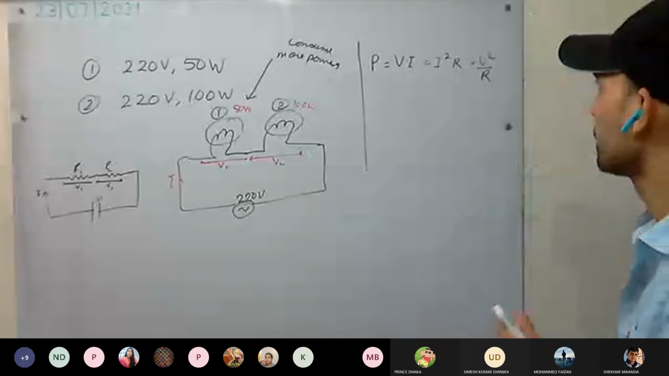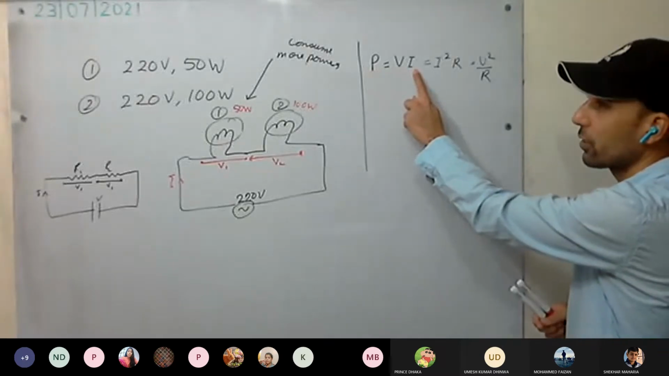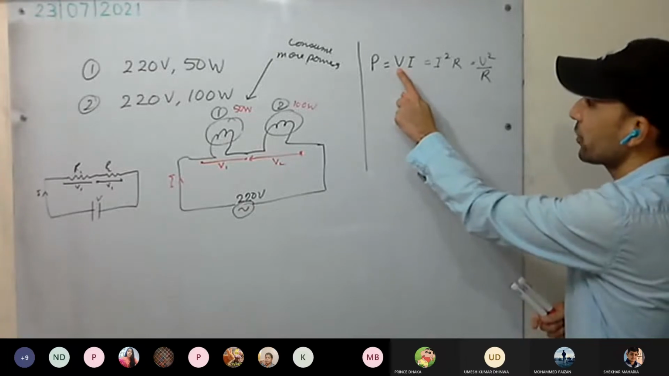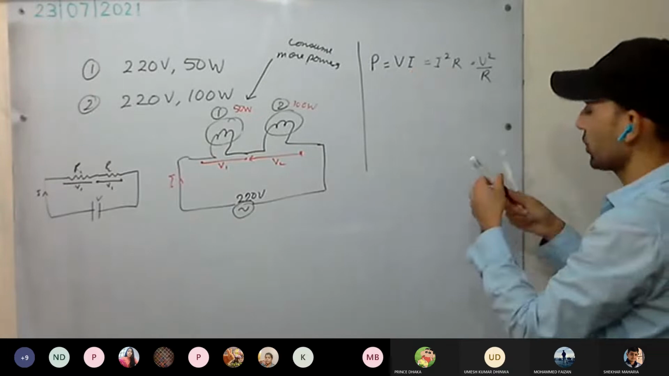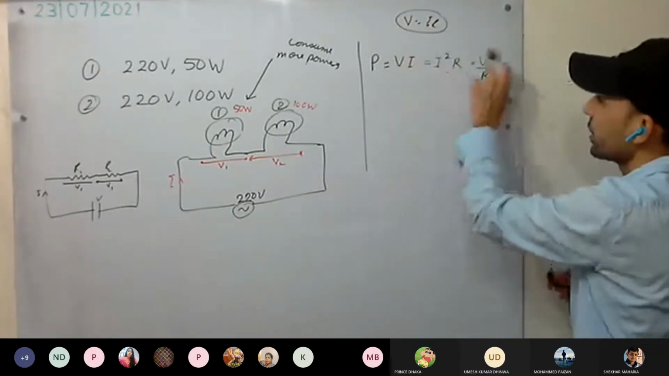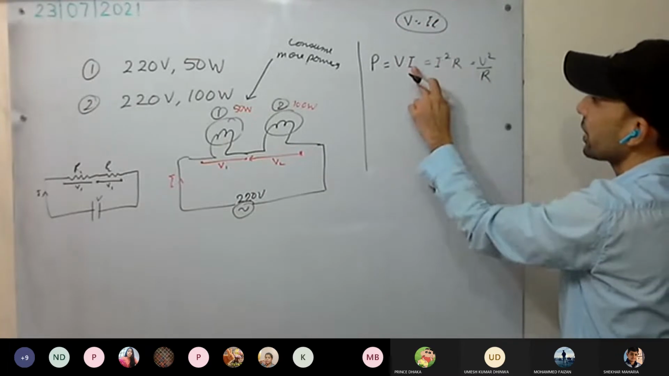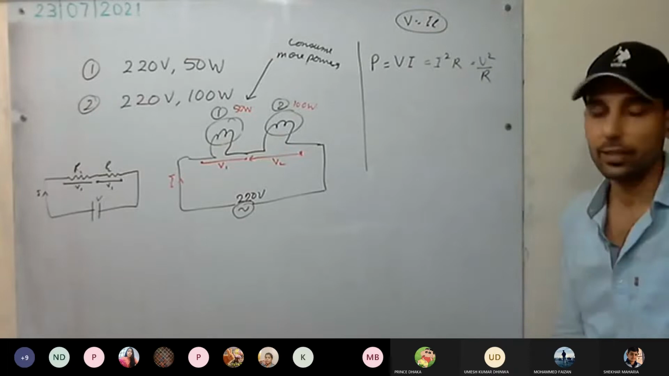How are we going to prove that? Power is related how? Voltage into current, P equal to VI. If we replace V with IR, we get I square R. Because we already know this formula V equal to IR, using this we can convert these. If we replace I with V by R, we get V square by R.